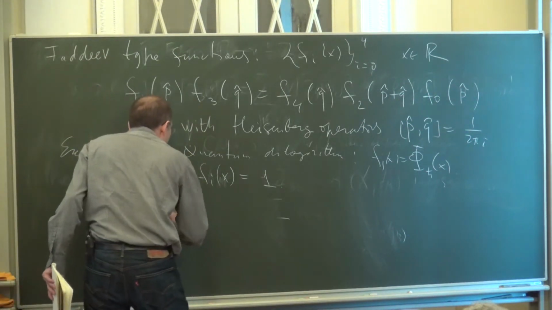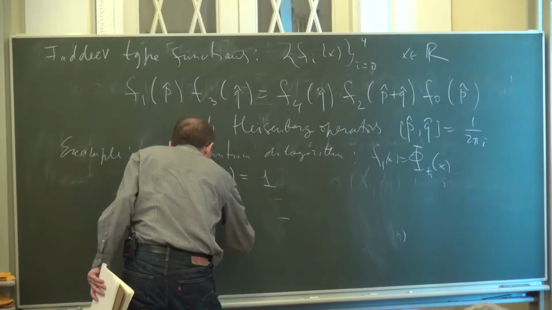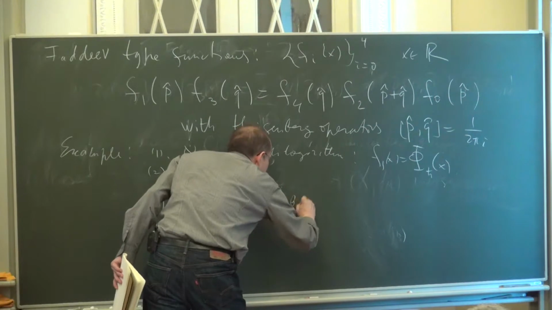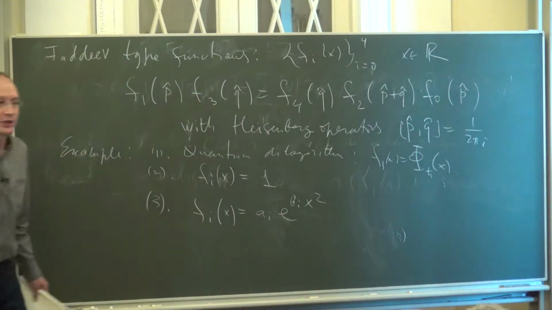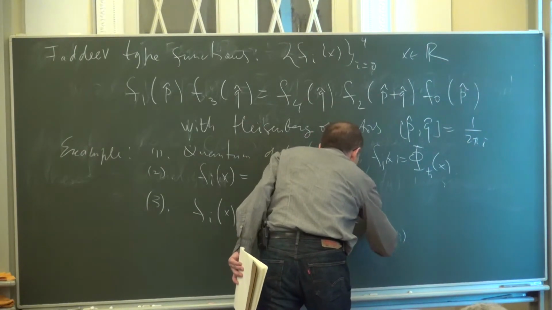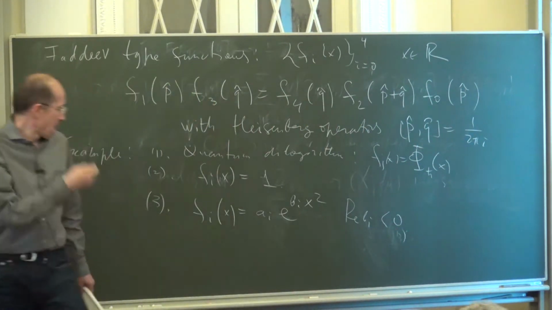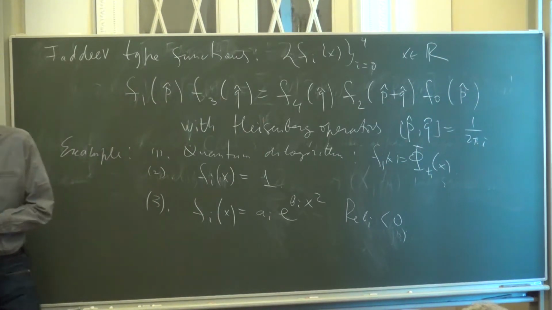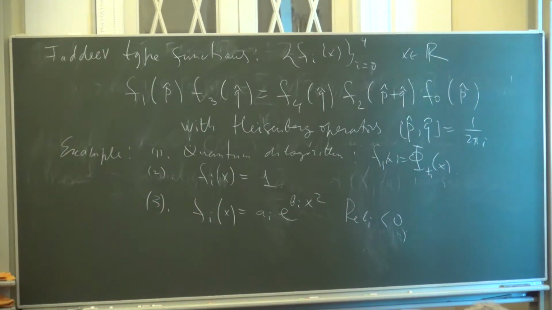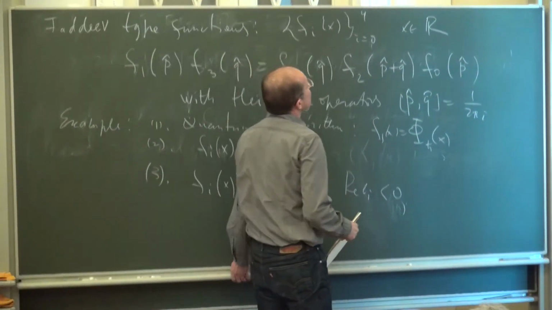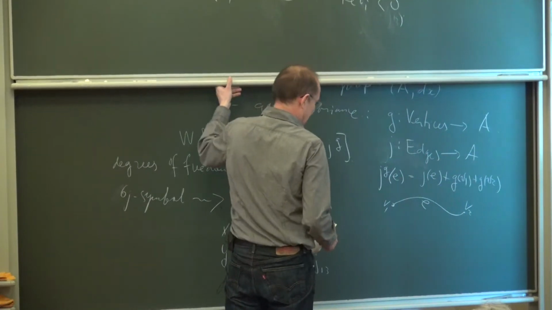But there are also some less trivial examples which are given by a_i e to the b_i x squared, Gaussian exponentials, with the real part of b_i negative. So at least, as you see, there are 3 examples of Faddeev type functions. And now let me state the first result.